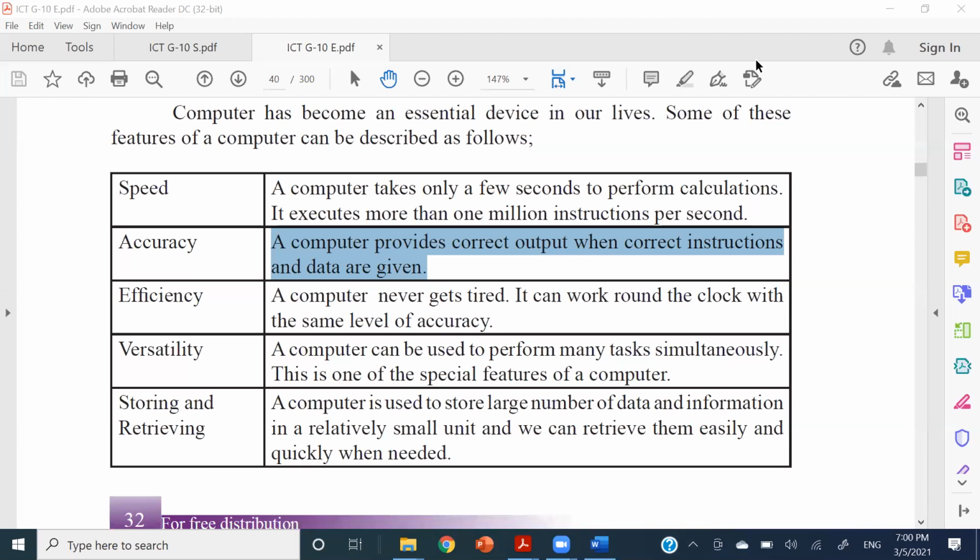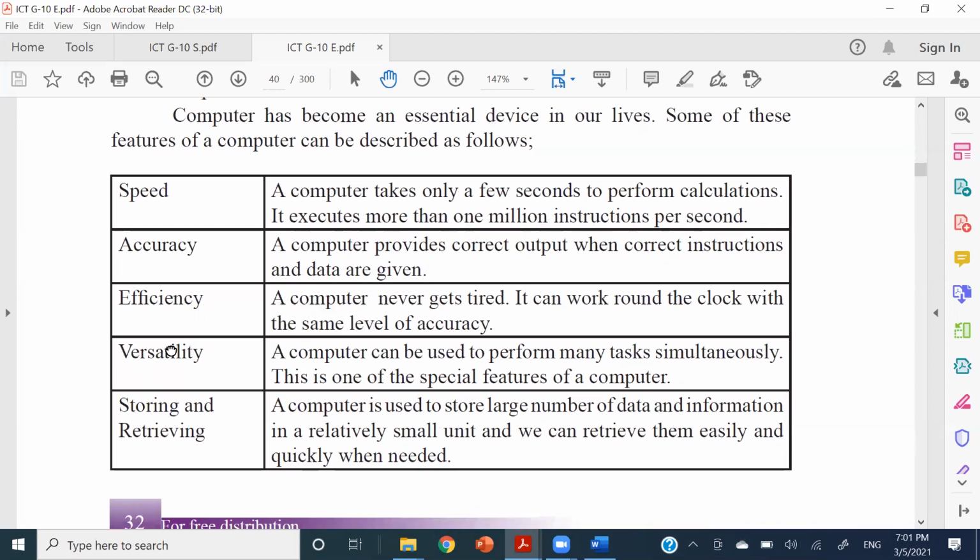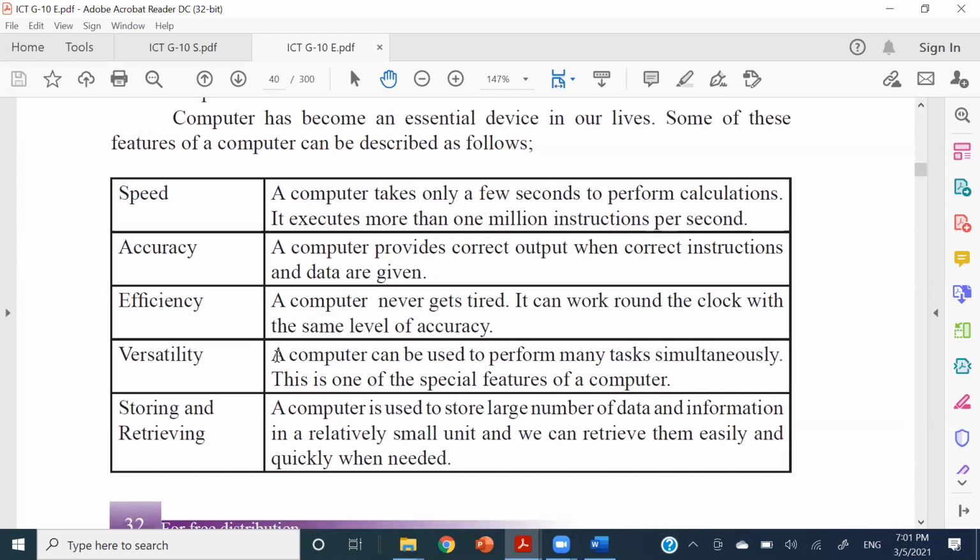Okay. Yeah, we have to do it regarding the versatility. It's the first sentence only. So write the versatility and the very first sentence. A computer can be used to perform many tasks simultaneously. Right? Simultaneously means at the same time.